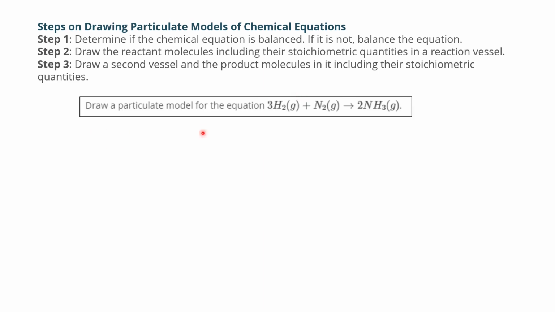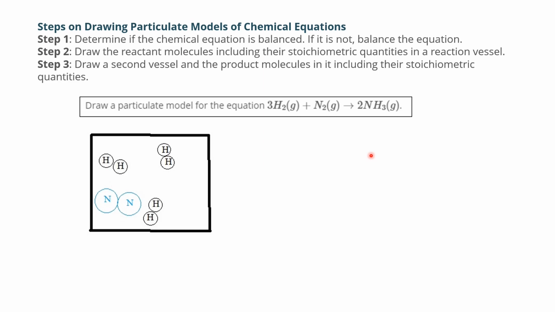So the question is, draw a particulate model for the equation 3H2 plus N2 giving 2NH3. Now this shows that all are in gaseous form, so it means that they will be very much far apart from each other. So first step is we need to see if the reaction is balanced or not. So in this reaction we can see that it's already balanced. Now the next thing is to draw the reactant molecules.